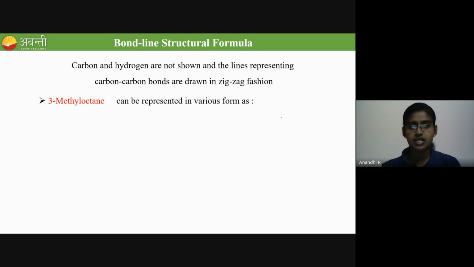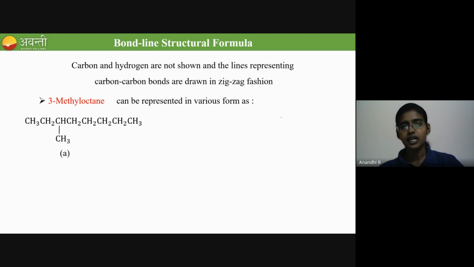Let's see some examples. So 3-methyl octane is the example taken here. And it can be represented in various forms. This is the condensed form of 3-methyl octane. Why is it called 3-methyl octane?